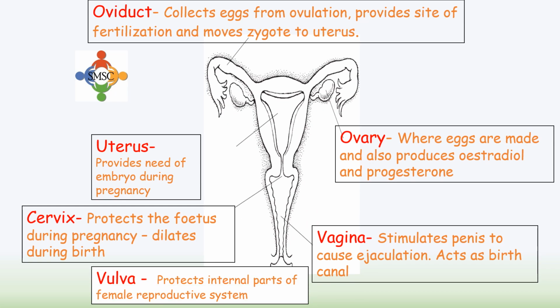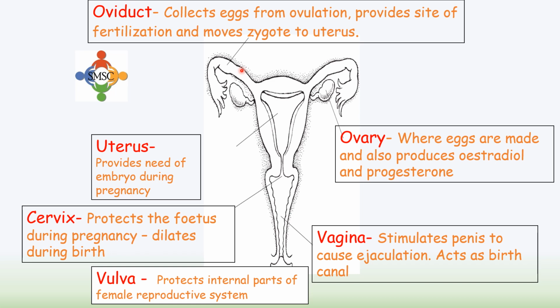We then have the female parts of the reproductive system. So the ovaries are where the eggs are made and produce estradiol, which we'll talk about, and progesterone. We then have the oviduct, which is this part here, obviously two oviducts, one here as well, which is where the eggs are collected from ovulation, and it's the site where fertilization would occur, sort of here-ish. And then the zygote moves using cilia towards the uterus.